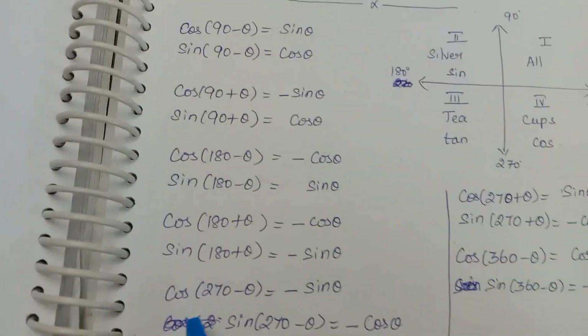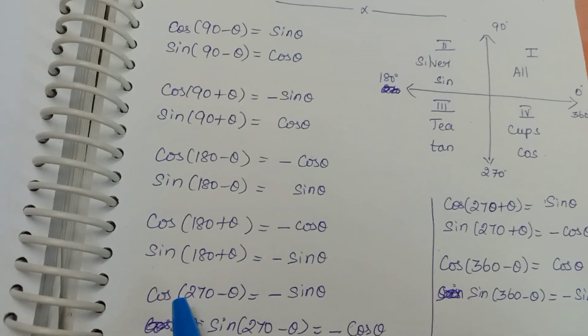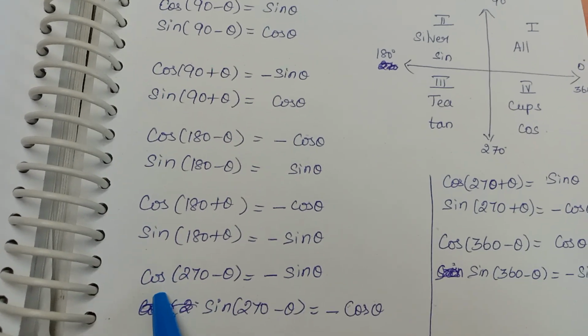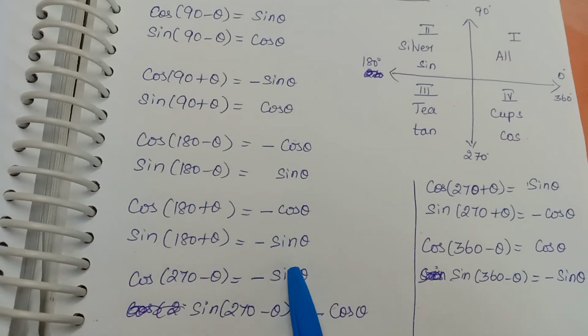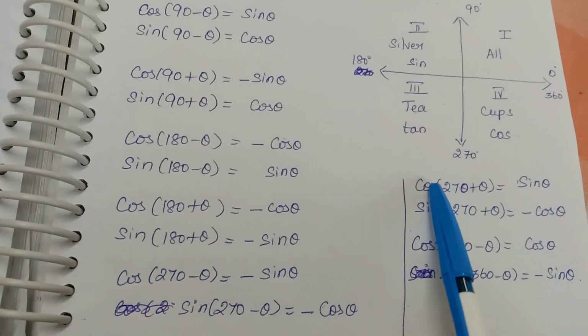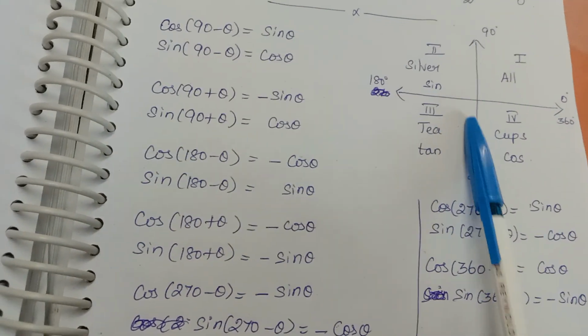Similarly for 270, I will do it for 270, then I will come back to 180. 270 is also the same thing. Whether it is 270 minus or 270 plus, cos will become sine and sine will become cos. Now for 270 minus theta, this is 270.